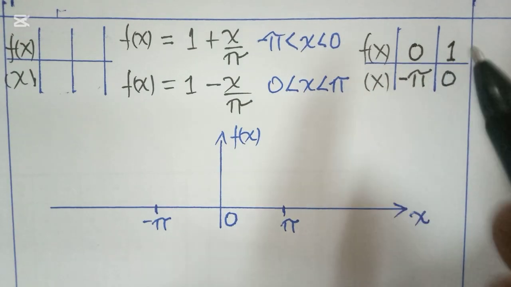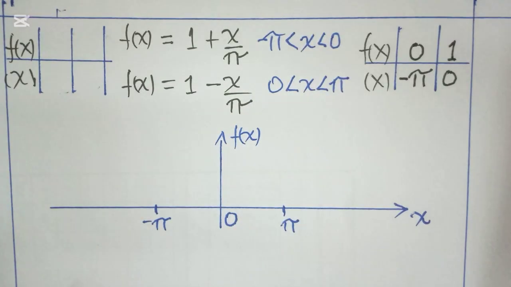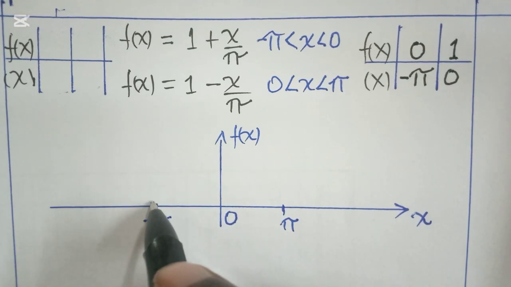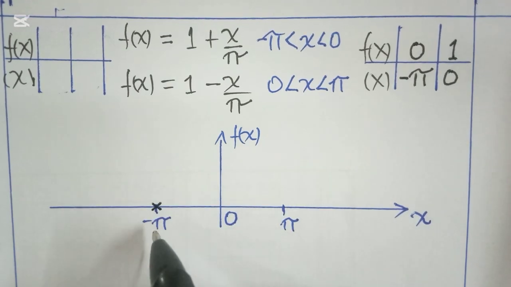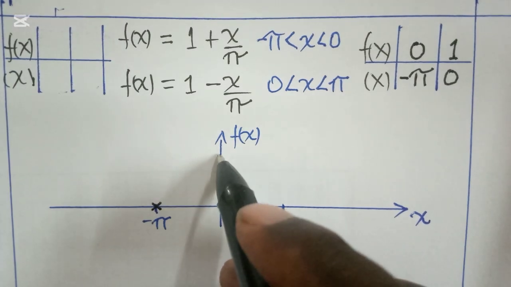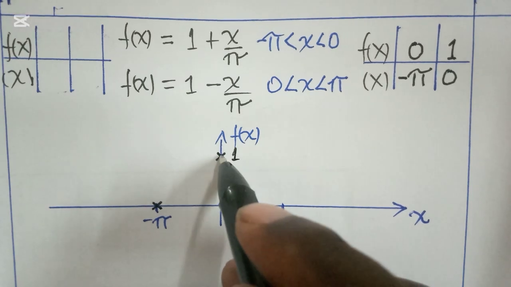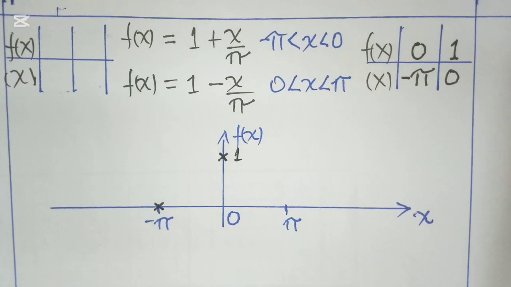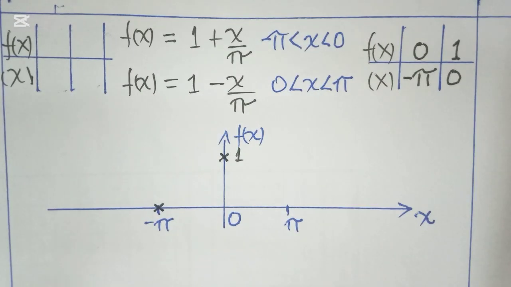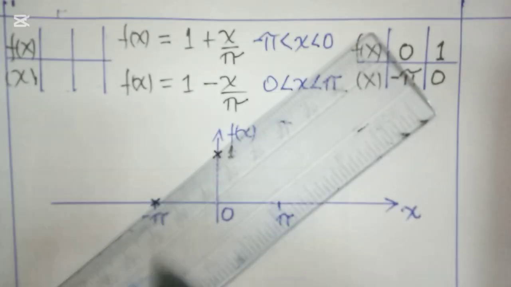So I draw that between negative pi and 0. When I come to negative pi, I will have 0 for f(x). For 0, I'll have 1. So let's say that 1 is this point. That is my 2 points. And since it's a linear graph, I can draw it as a straight line between those 2 points. And this is how it comes out now.